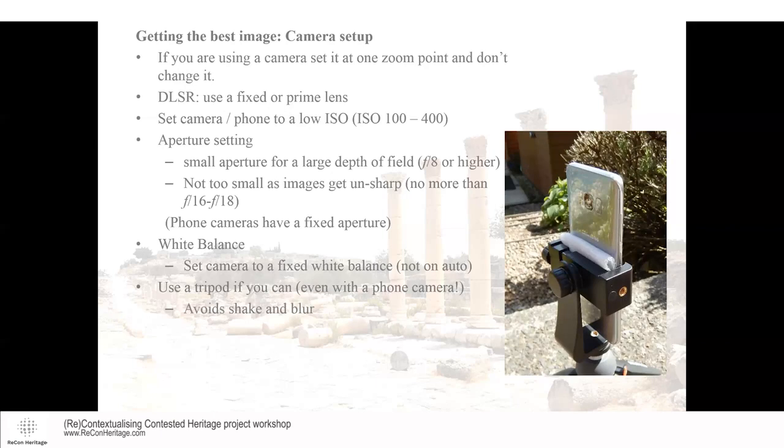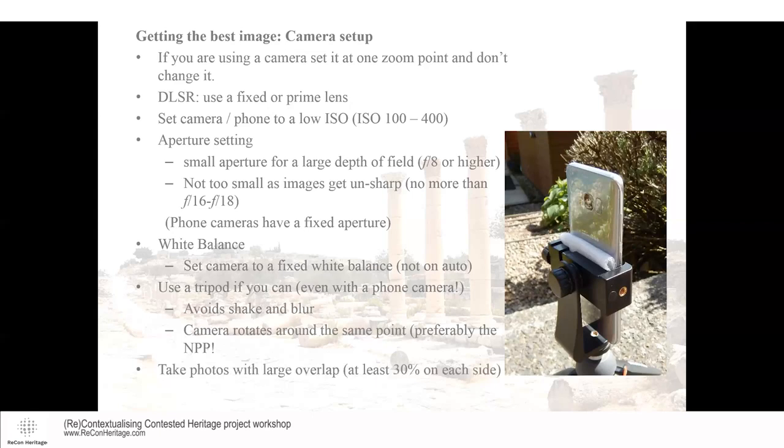The tripod's great because it avoids shake and blur, but more importantly, it means that the camera is rotating around the same point, and that's really important to reduce any errors, and so that all these multiple photos will stitch together into a single 360 well. And you want to take photos with lots of overlap, at least 30% on each side, in other words, 60% on all images.